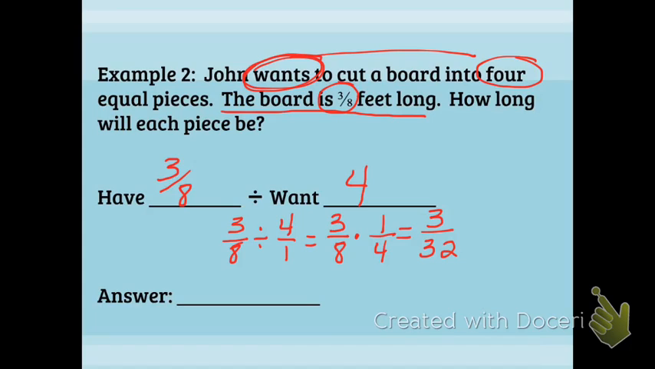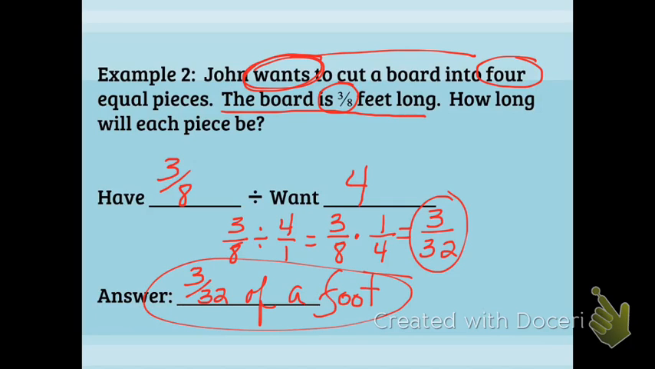3 over 32. Does it simplify? No. You might have to think about that one for a minute, but it's not going to, because the only factors of 3 are 1 and 3, and 3 doesn't go into 32. And also it's not improper, right? So his answer is 3/32 of what? Close. It says how long will each piece be? Good. 3/32 of a foot. That's his answer.